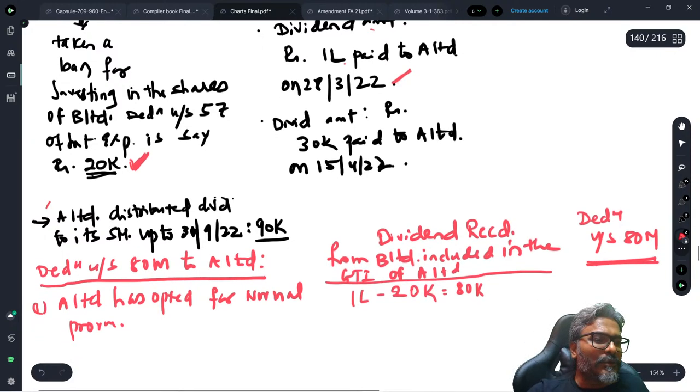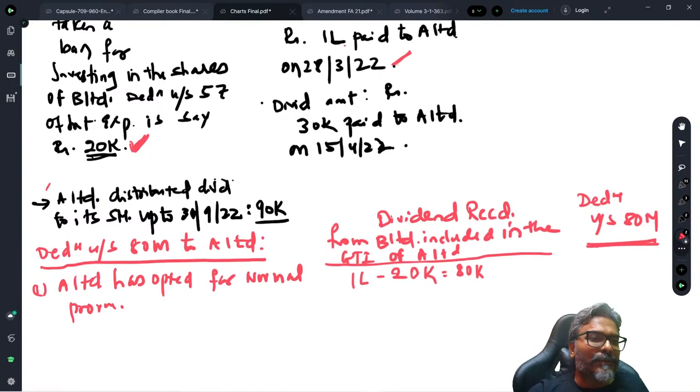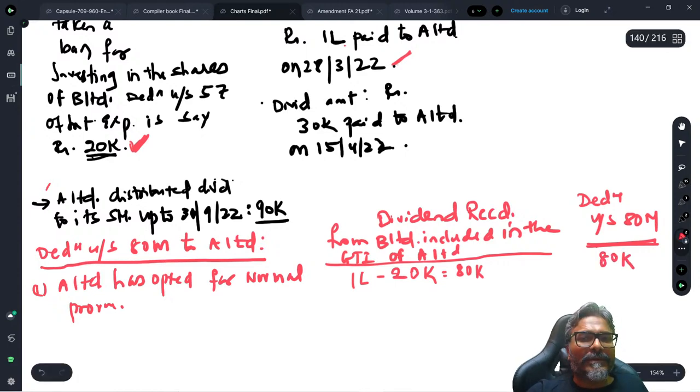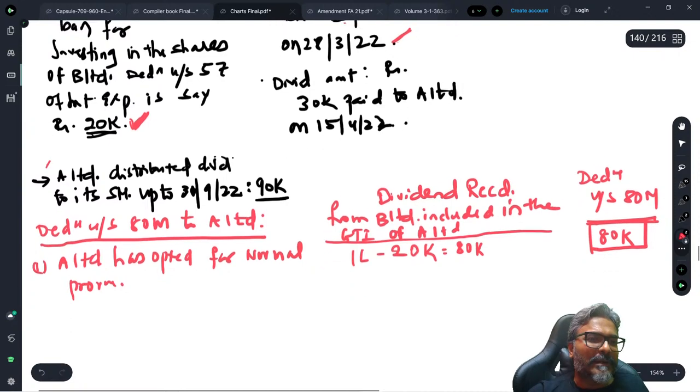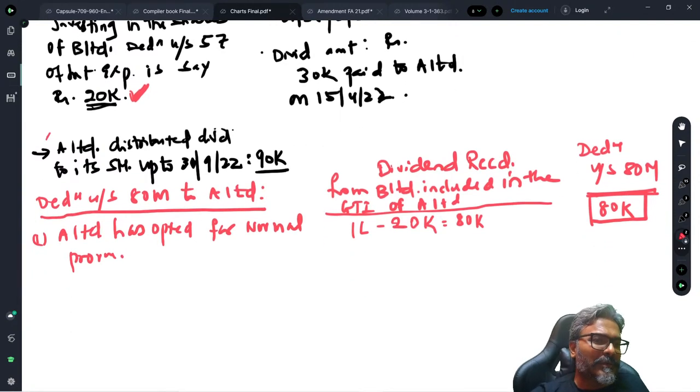Okay, and how much have you distributed to BJR? The distribution out to its shareholder up to 30 September is 90,000. So deduction under ATM is 80,000. The deduction of ATM is 80,000, students. I hope that all of you are clear with this one.